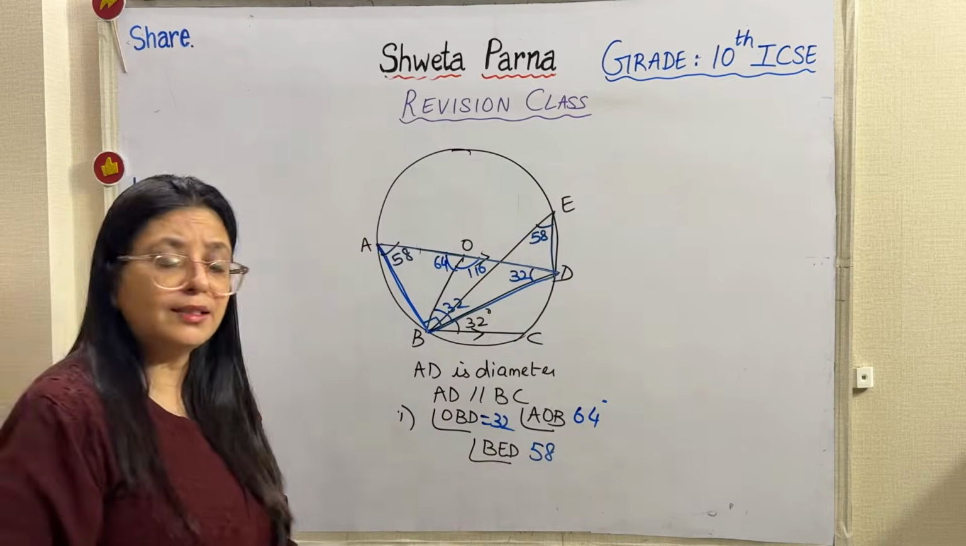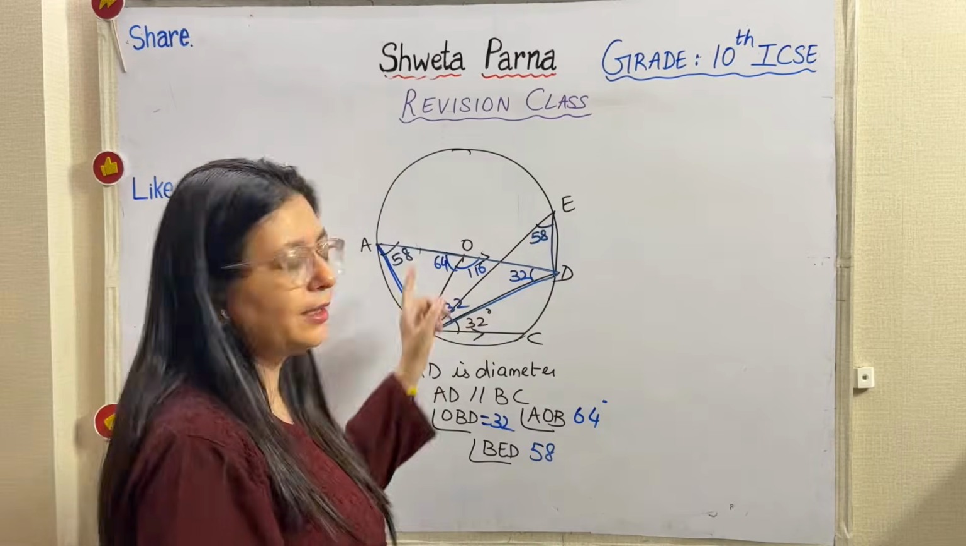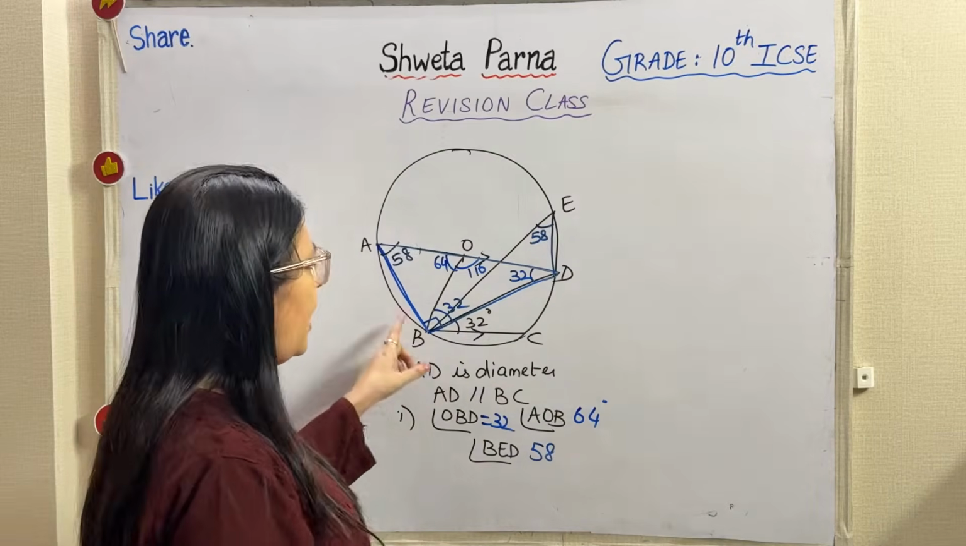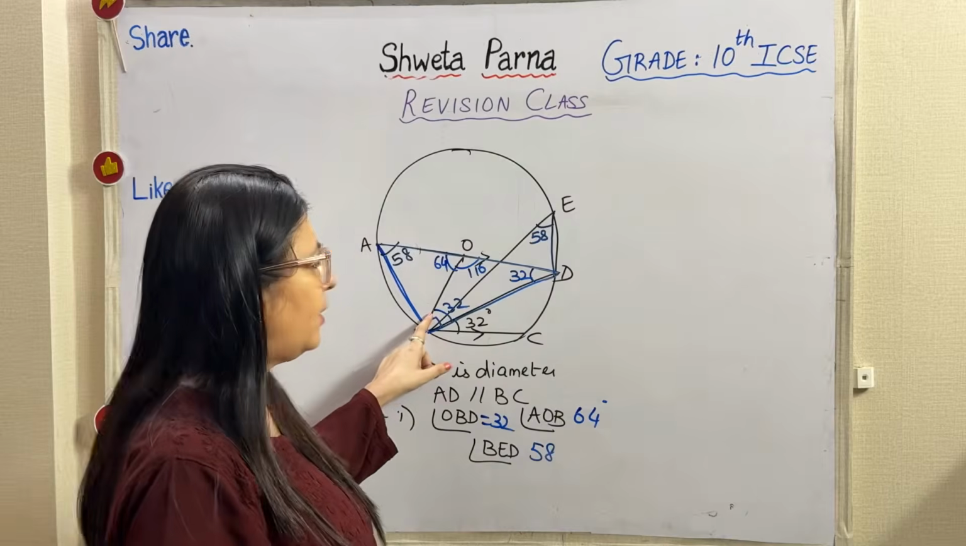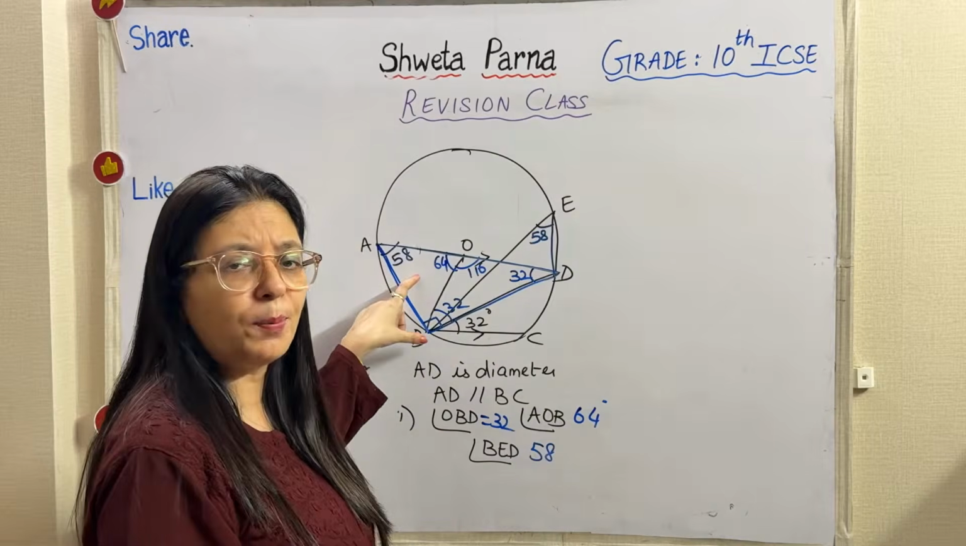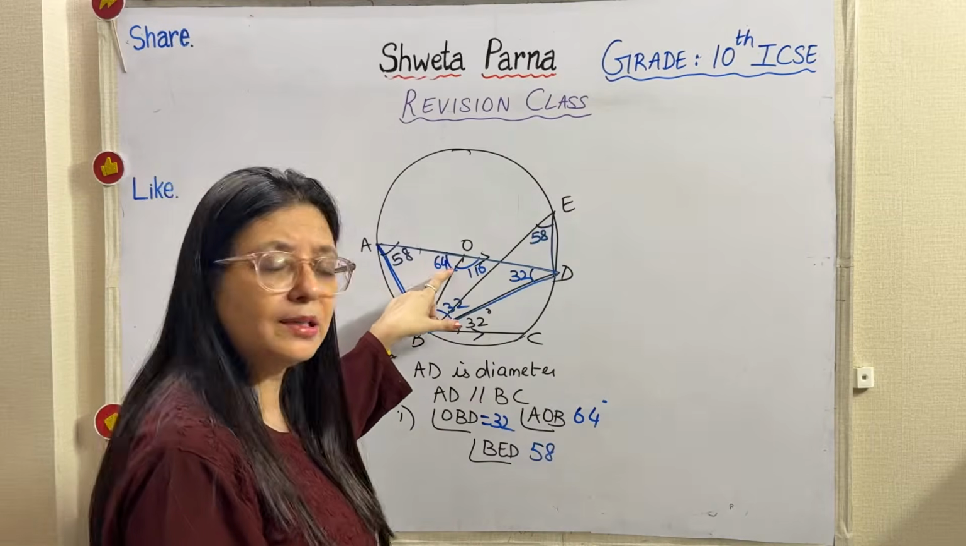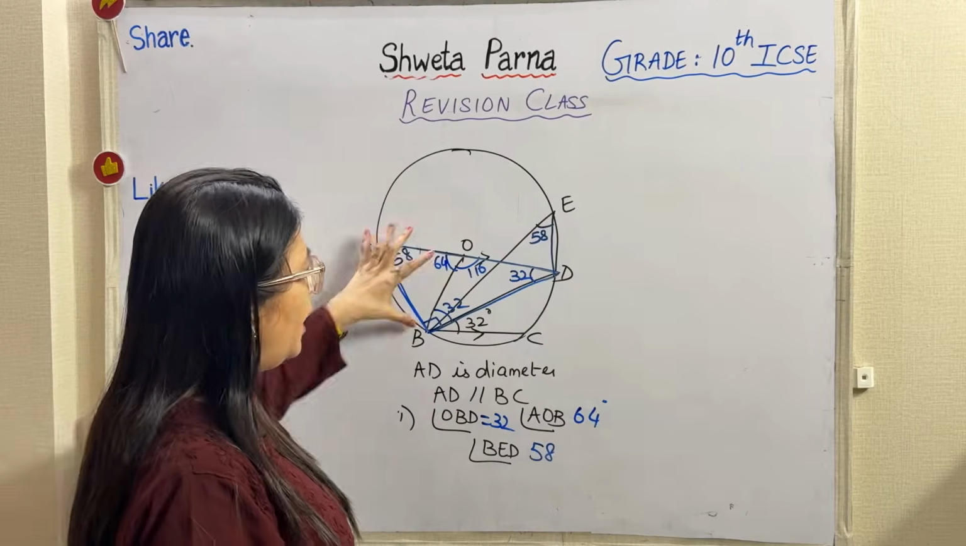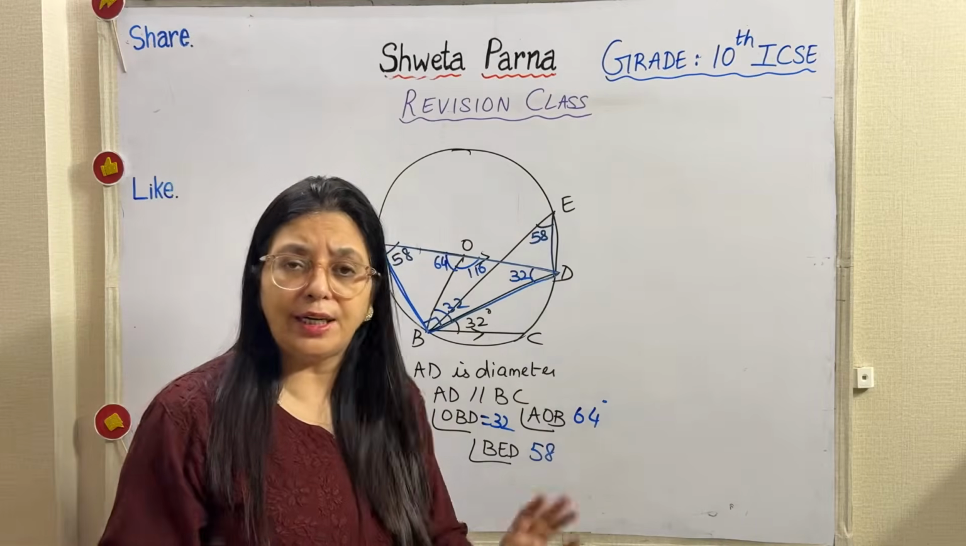Clear? So, in this which properties have I used? Angles in the same segment are equal. Angle in a semicircle is a right angle. Angle sum property of a triangle. Angles in a linear pair are 180 degrees. Radii of a circle are equal.